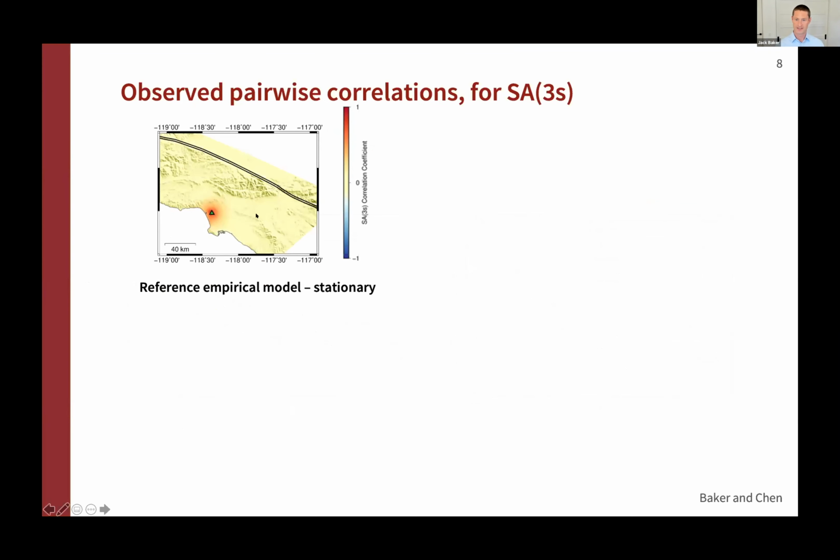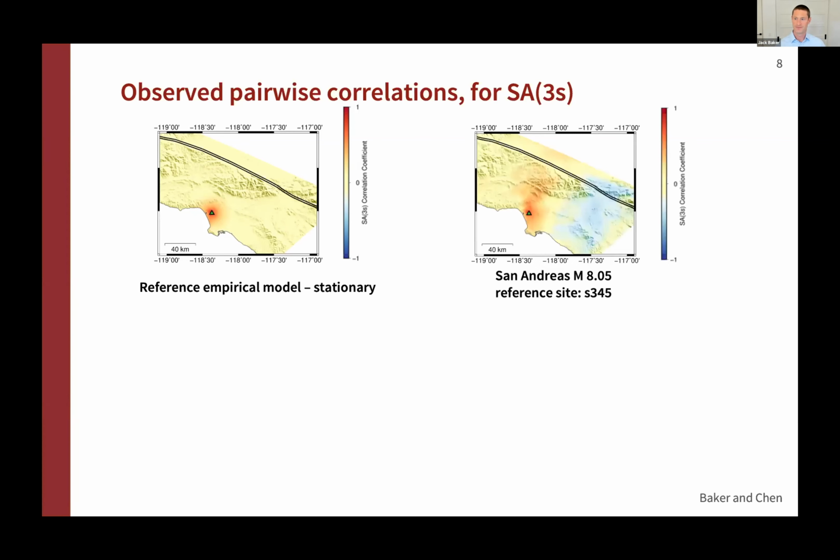So here's the CyberShake study area. The triangle is our reference site. And then for all the other locations in the region, we're going to compute a correlation coefficient. This first figure is just a reference model, one of those empirical models, so there's just a spatial decay in bullseyes around the triangle in spatial correlation. This is data from CyberShake simulation, so we see a little bit different pattern.